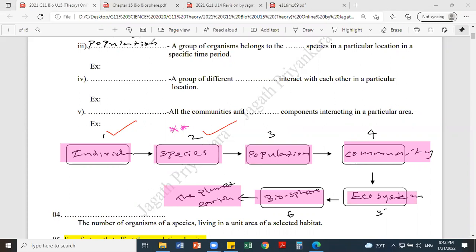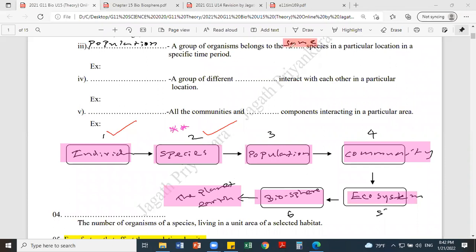After species you get population. In Sinhala we call it Visheshaya, as I remember, or Gahanaya, something like that. Population is a group of organisms that belong to the same species. In a population, they should belong to the same species. They can't be different species. You can't put cat and bat together.